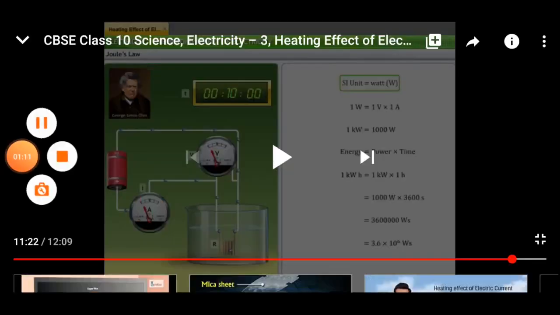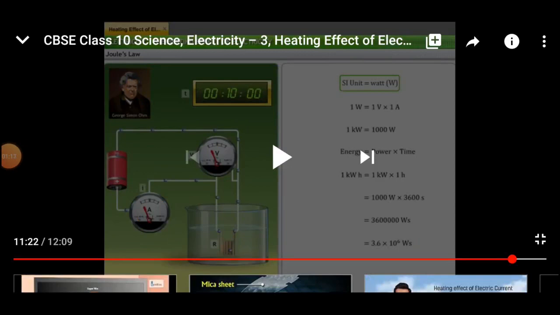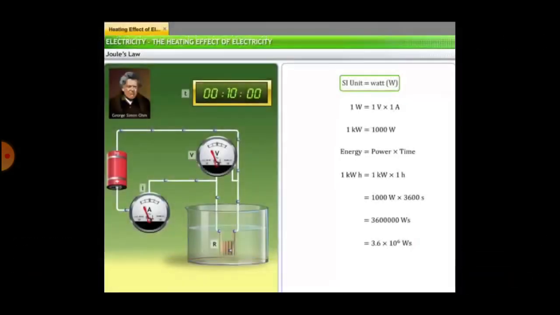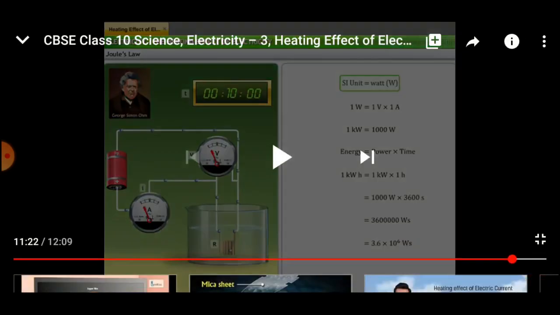See, 1 kilowatt hour is the energy used in 1 hour. 1 kilowatt hour is equal to power into time. Here the power is taken in terms of kilowatt and the time is taken in terms of hours. So 1 kilowatt is equal to 1000 watt and 1 hour is equal to 3600 seconds. Then you multiply, and you will get the total energy 3.6 into 10 power 6 watt second, also referred to as joule. So 3.6 into 10 power 6 joules of energy is equal to 1 kilowatt hour. This is the energy we consume in our home, that is equal to 1 unit.